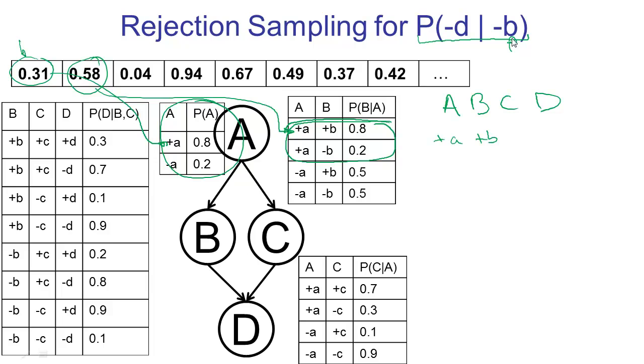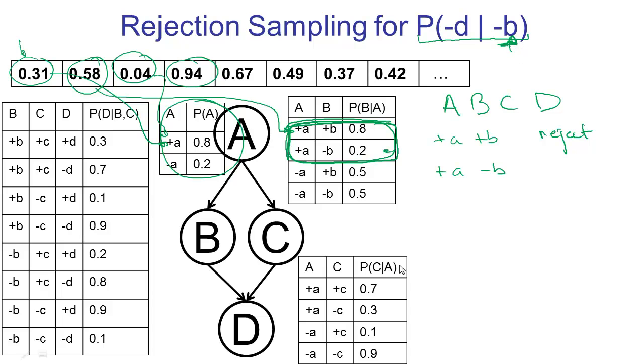B is an evidence variable. In the query, it's instantiated as minus B. So we sampled it wrong. That means we reject this sample, stop working on it, and move on to working on a new sample. So we again start with A. 0.04 maps onto plus A. Moving on to B. A is sampled as plus A, so we again look at this part of the table. 0.94 will map onto minus B. That's consistent with the evidence, so we keep going.